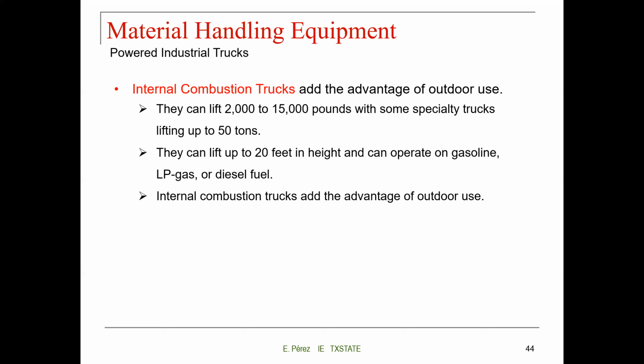Internal combustion trucks have the advantage of outdoor use. They can lift between 2,000 to 15,000 pounds, with some specialty trucks lifting up to 50 tons. They can lift up to 20 feet in height and can operate on gasoline, LP gas, or diesel fuel.